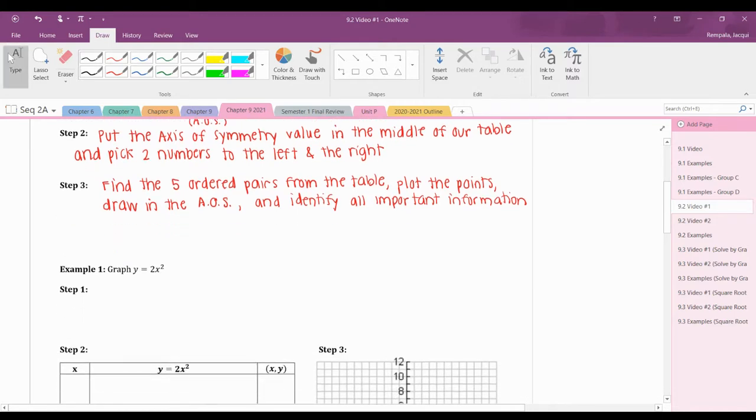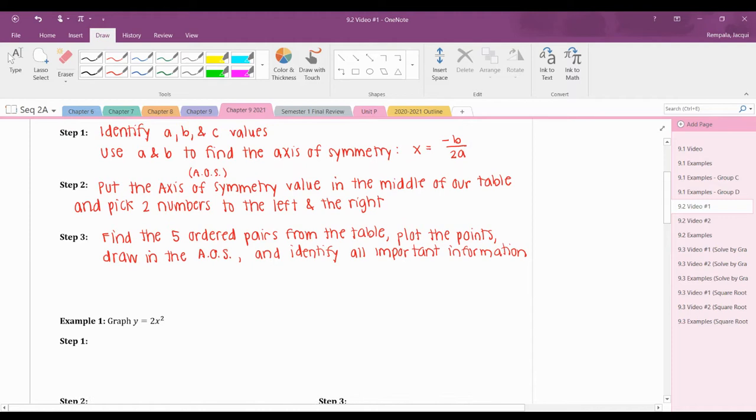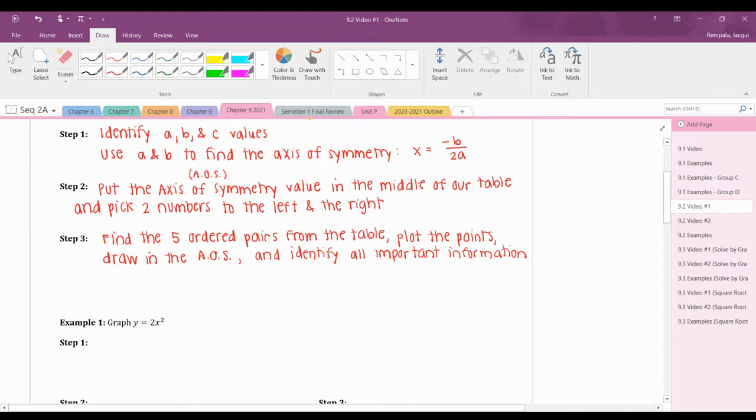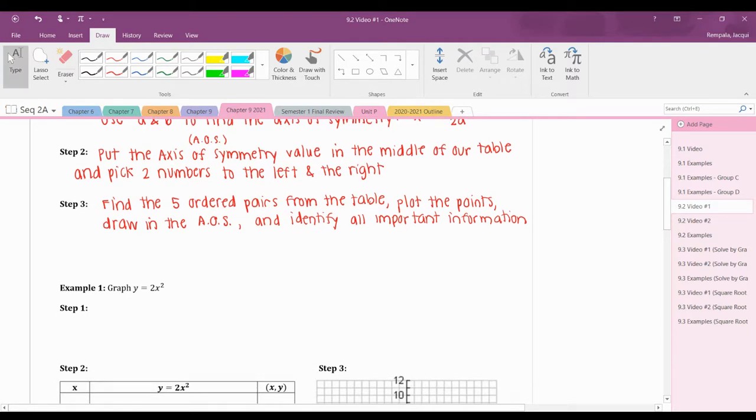So here we have our first example. We're going to graph y equals 2x squared. So remember, our first step is to identify the a, the b, and the c values so that we can use a and b to do that equation, x equals negative b over 2a. So notice that in this problem, remember, it's ax squared plus bx plus c. So normally there are 3 terms. Right now, I only see 1 term. So that means that you have to think of it as, okay, well, then there's a 0x and there's a 0, because if I'm adding 0, I'm adding nothing onto it.